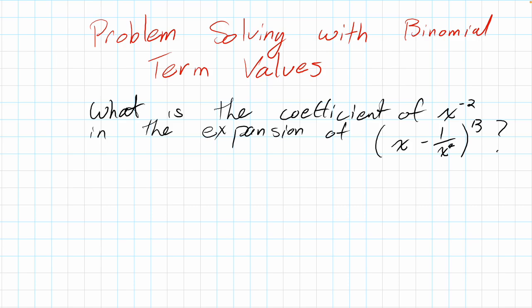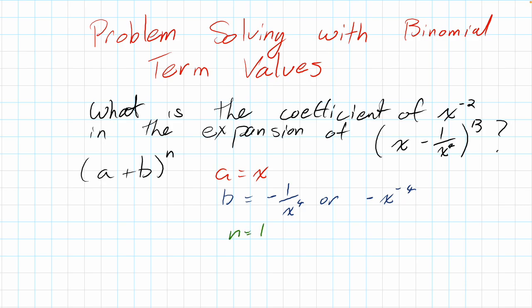Well, we can do a little comparison to our general formula of a binomial, (a + b) to the power of n, and we can try to fill in what information we have. So I happen to have an a value, that's x. I happen to have a b value, that happens to be negative 1 over x to the power of 4, or negative x to the power of negative 4. We could also write it that way. And an n value we got is 13. That should say 13 there, okay?